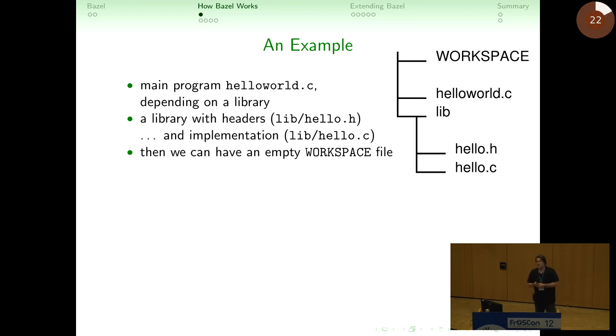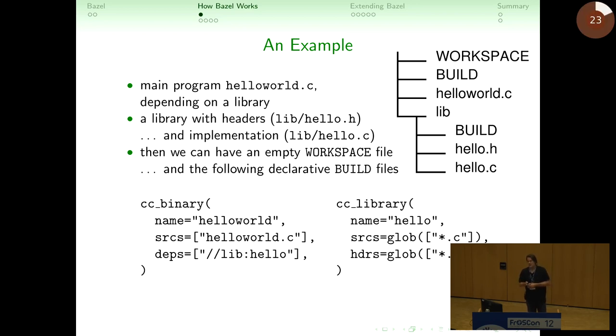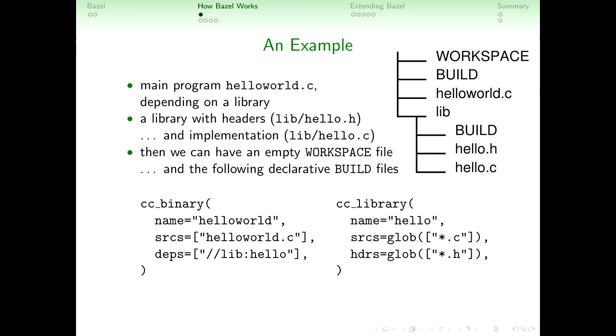Well, the first thing is you provide a workspace file, which is literally an empty file. The idea of a workspace file is saying, on the one hand, specify where the scope of the source tree ends. So paths are relative to the directory where the workspace file lives. And the other purpose of the workspace file is to define external repositories or external sources which you might want to include in your build. In that simple example, that is literally an empty file. And then you would write build files, which in that example look as follows. So you have a C library. Say, okay, I have a C library. It has a name.